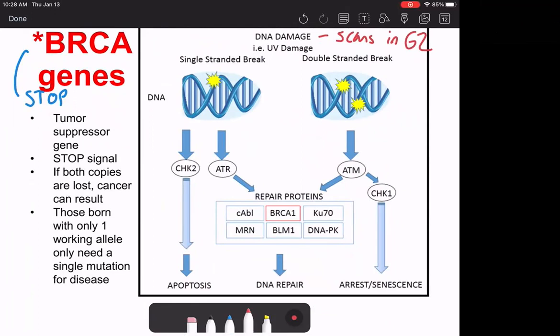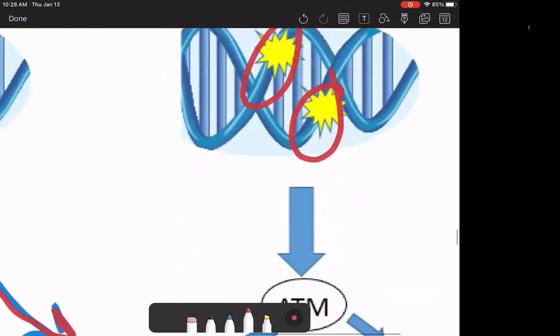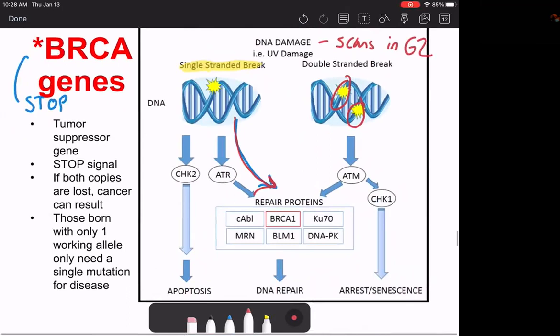BRCA is excellent at finding these damages. Let's say there's a break in the DNA. It finds that damage. Oops, I should have done red. And it triggers a cascade. Now, the cool thing about BRCA is it actually tries to repair the gene first. It actually gives it one shot to repair. But if the damage is pretty severe, like we see in this double strand break, a lot of the time we're going to head over here. We're just going to blow up, call it good, we're done. We don't want this to turn into cancer, just get rid of it.